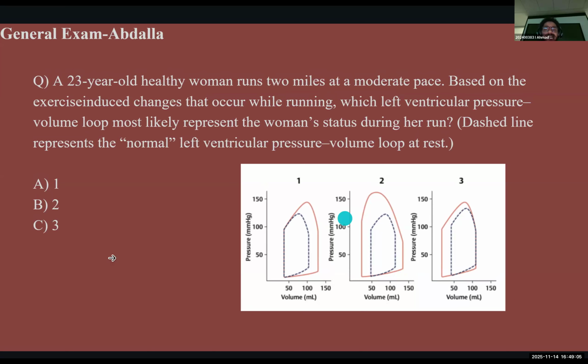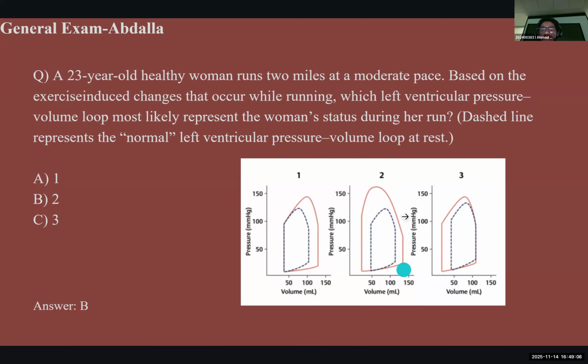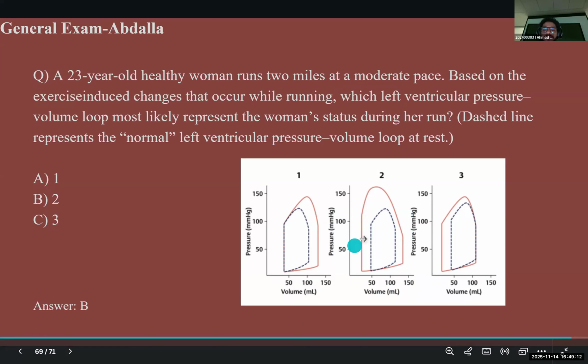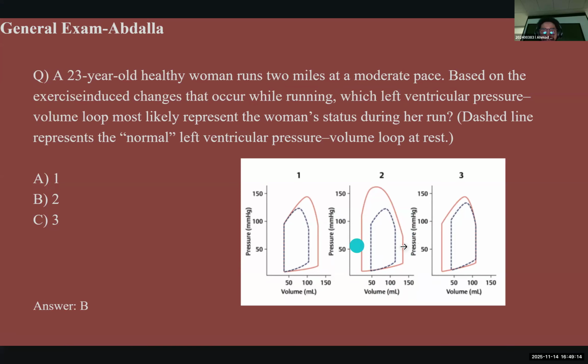Yes, the answer is indeed B, mashallah. Because, remember, this is end diastolic volume, this is end systolic volume. So the bigger the difference in the graph, the higher the stroke volume. Remember the apples in a basket example that we mentioned? The higher the difference is, that means we're pumping more blood. That makes sense. During exercise, we're trying to pump more blood, supply more muscles, and so on.